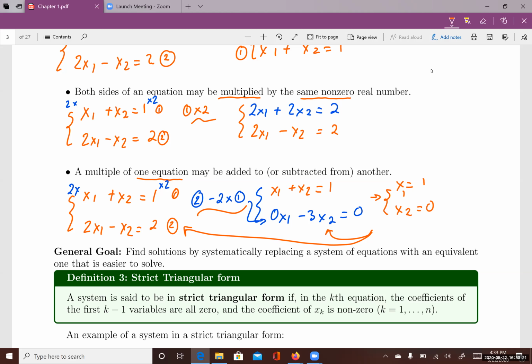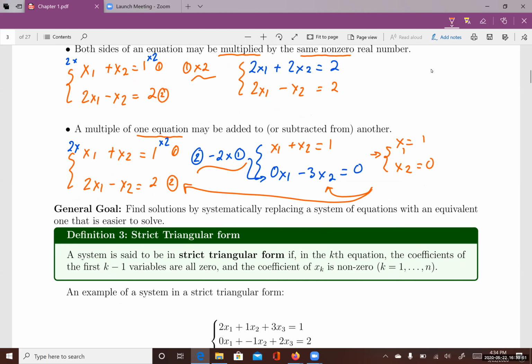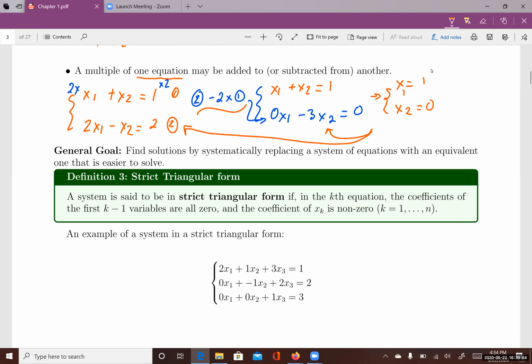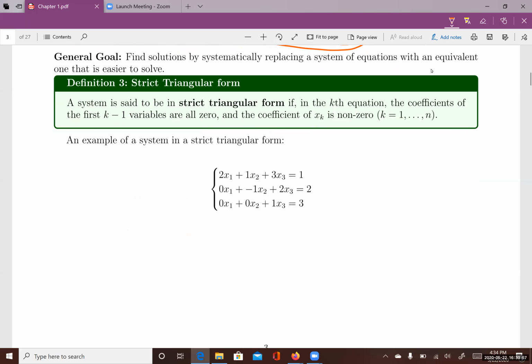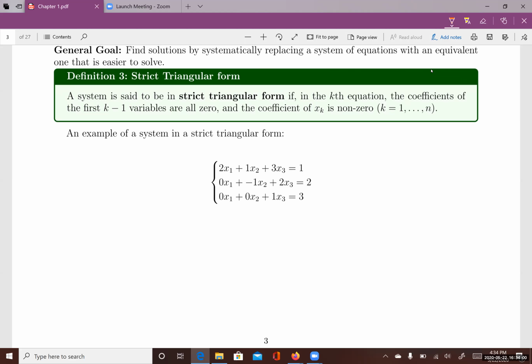And this system here is much easier to solve, because if you look at the second equation, you know right away x2 equals 0. And from the first equation, you can solve for x1. So you can obtain the solutions for this equivalent system much more easily compared to the original system. So the idea is you apply operations onto a system to obtain equivalent systems which are much easier to solve. All right. And the next thing we want to talk about is the strict triangular form.